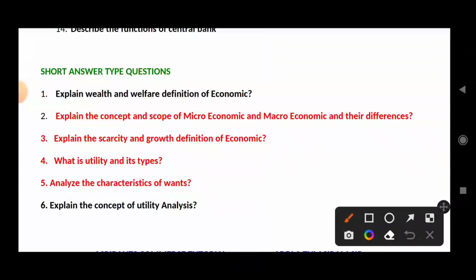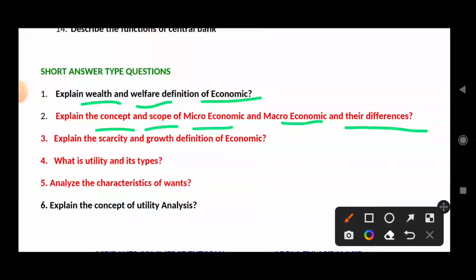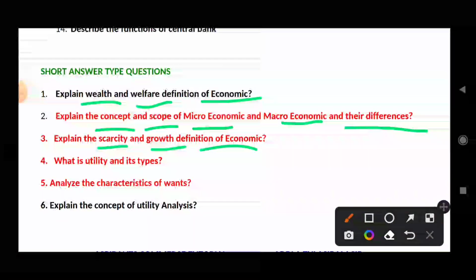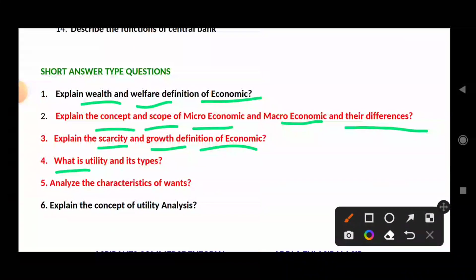So explain the wealth and welfare definitions of economics. Explain the concept and scope of micro and macroeconomics and their differences. What is scarcity definition? Robbins definition is also asked. And sometimes they will say explain about growth definition of economics. And what is utility and its types? Ordinal utility, cardinal utility types are there, so that one you need to write.